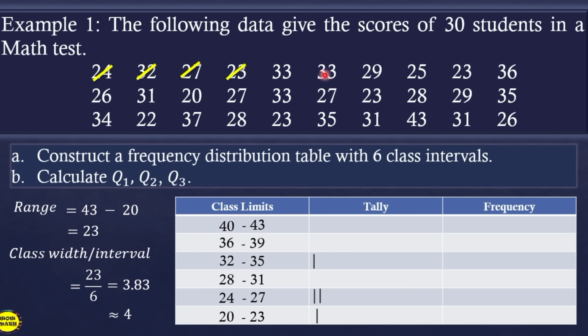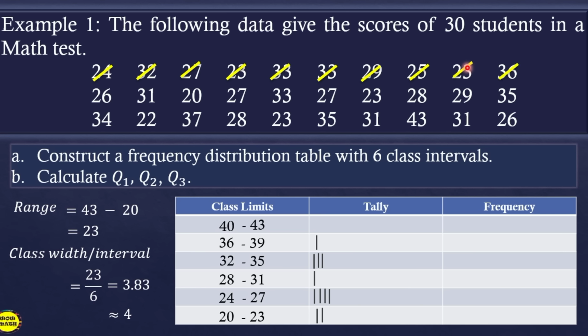And then, dalawang 33. Okay. And then, next is 29. Okay. Next is 25. Kasi class, kung may makaligtaan lang kayong isa dito, hindi ninyo makukuha yung total score. 25. 23. Or that is 30. Okay, tapos na natin yung 23. Next is 36 na. Okay.